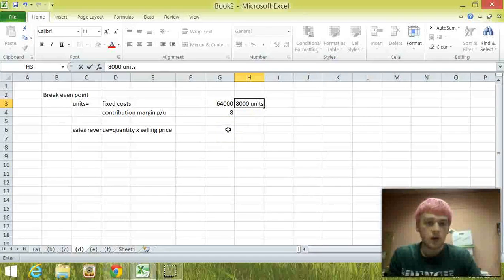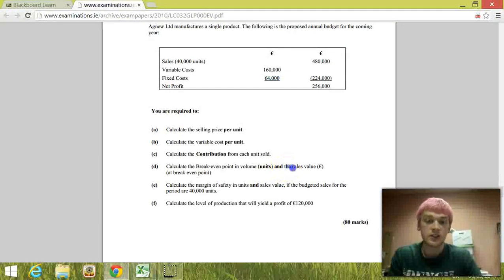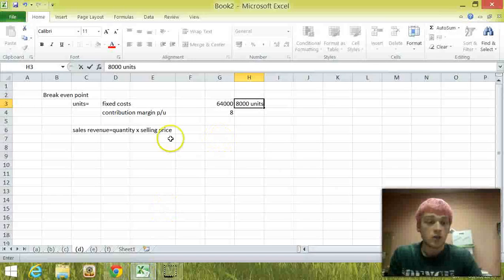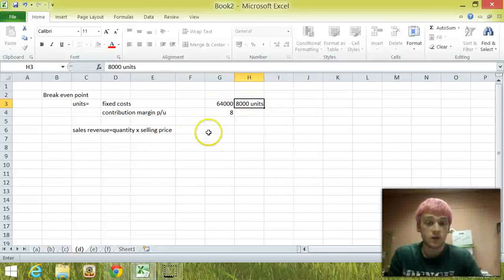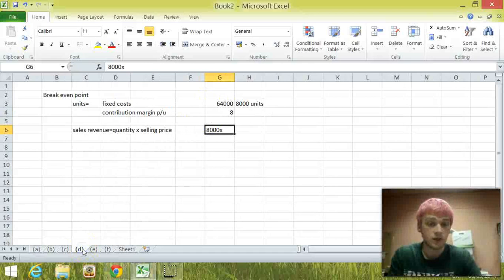Then we're asked to get the break-even point in sales value or sales revenue. So we have another formula. We have the break-even point quantity multiplied by the selling price. So we have 8,000 units, the break-even point in units sold, and from part A we have €12 per unit as our selling price.